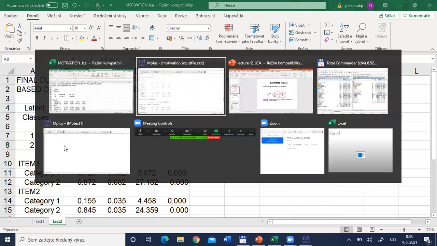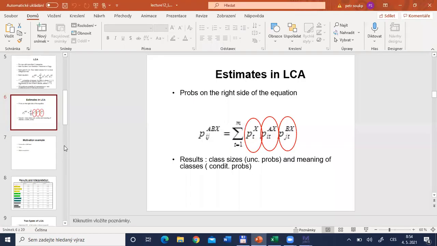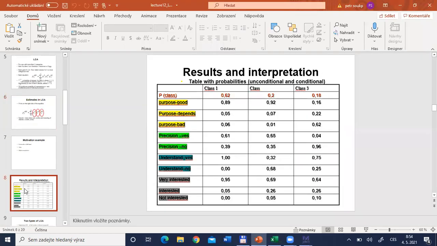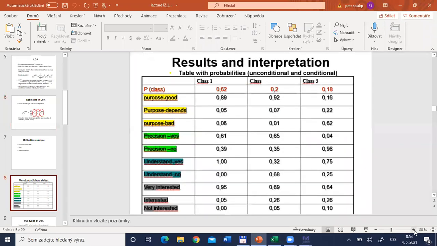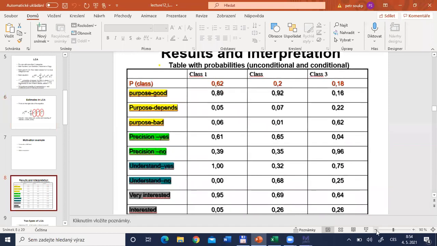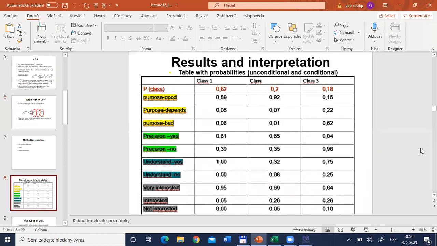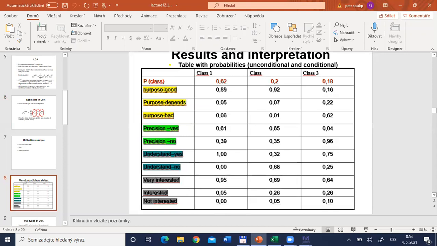I have one more example prepared for you in the presentation. This is maybe the most famous latent class analysis that was ever published. So I would make it slightly bigger. It's too much. So here we have results from the General Social Survey. This is a well-known survey of the American population, which is performed every year in the US.